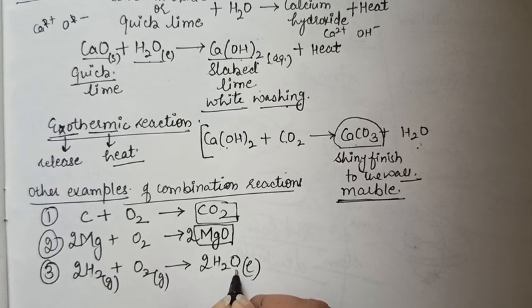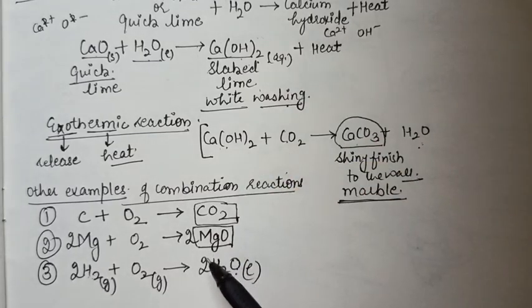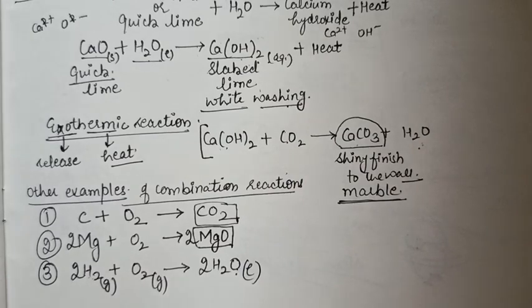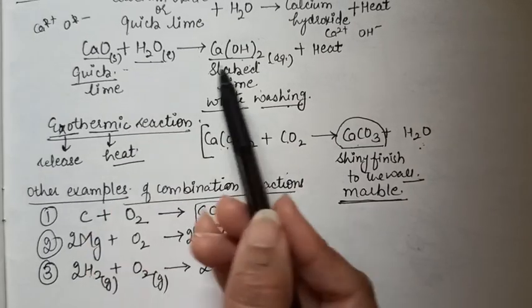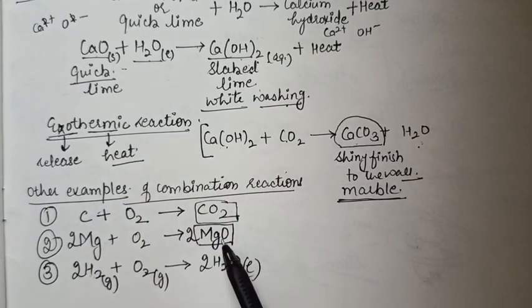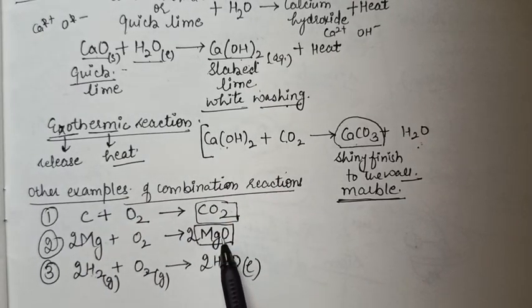So in the exam, if examples of combination reactions are asked, you can write any example of a combination reaction. If they ask for an exothermic reaction, you can write this one, or you can write the burning of magnesium ribbon also.